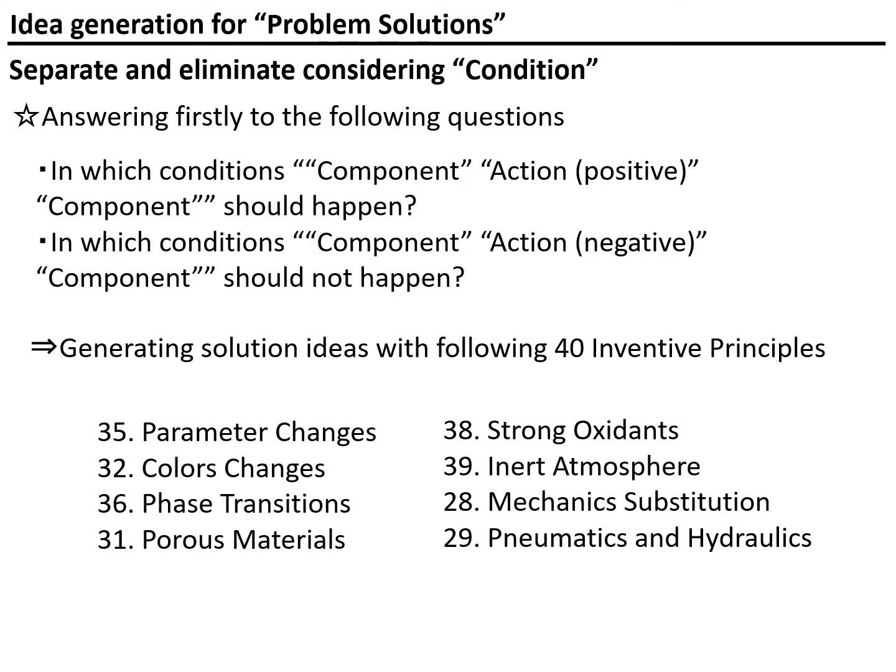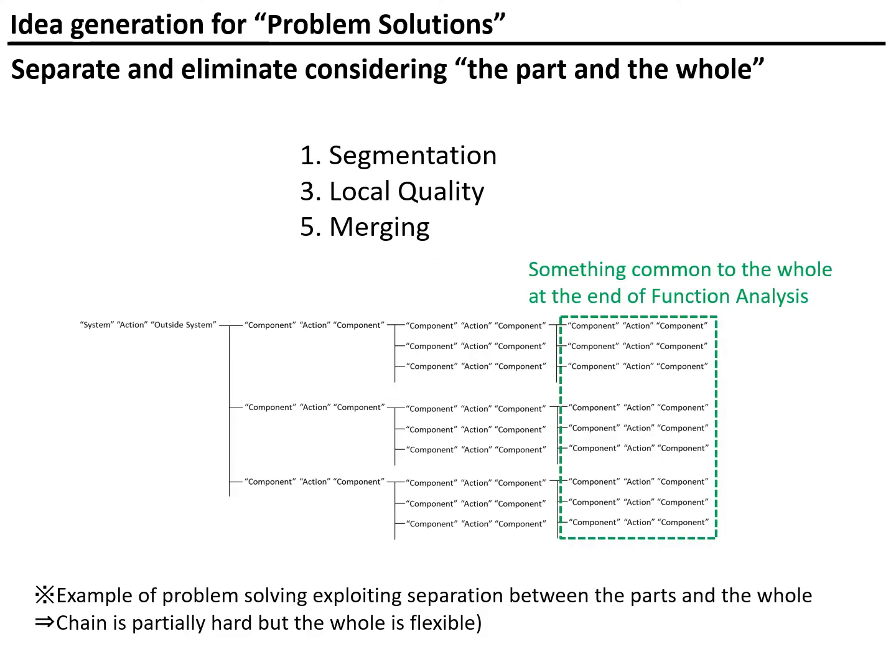Then you could separate and eliminate things considering condition. In such a case, you need to try to answer the question: in which conditions the function related to positive states should happen, and in which conditions the function related to negative states should not happen. Then, taking these questions into consideration, you may refer to these 40 inventive principles. Then next is how you may separate and eliminate considering the part and whole. Or you may use these 40 inventive principles.